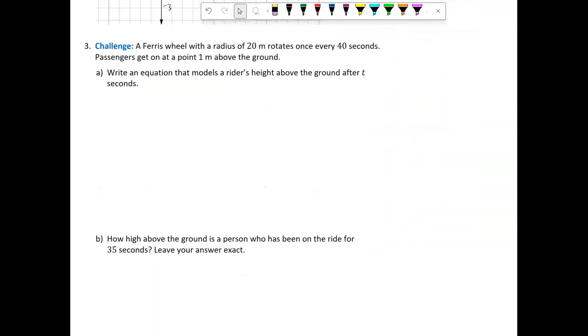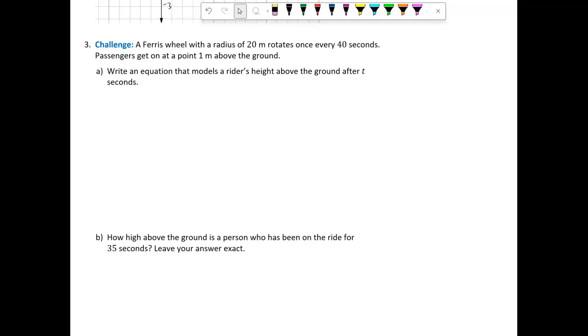Okay, so now let's do a typical sinusoidal problem, which is a Ferris wheel. So here we have a Ferris wheel with a radius of 20 meters. So the radius of this Ferris wheel is 20 meters. It rotates once every 40 seconds. The passenger gets on here at the bottom, which is 1 meter above the ground. And now I have to write an equation that models the rider's height.